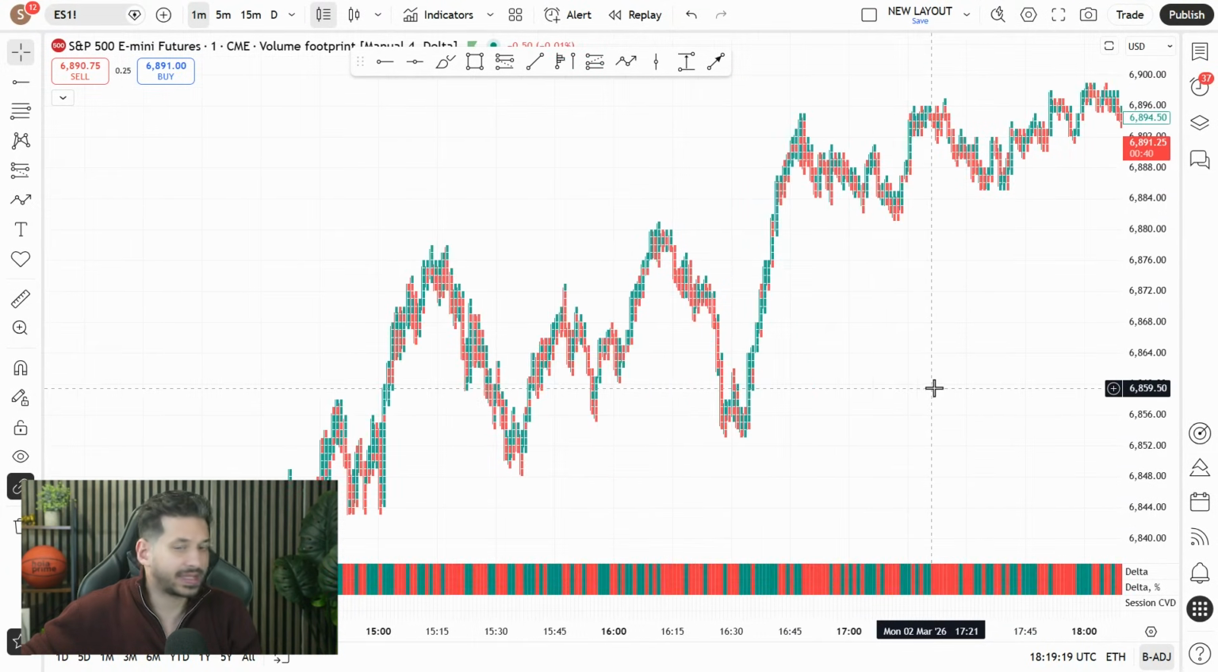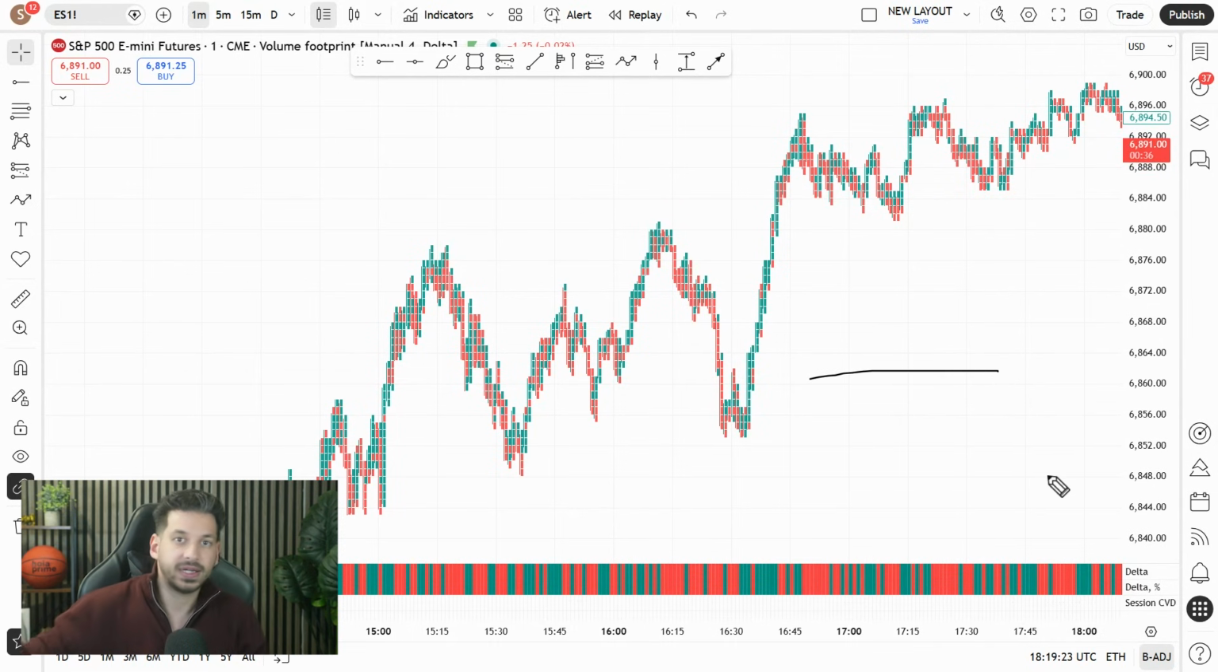So take a ranging market. Whenever the market is ranging, going sideways, neither buyers nor sellers are winning. The market's flat, okay? That essentially means buyers aren't pushing the market up, sellers aren't pushing it down. It's a completely balanced flat market.